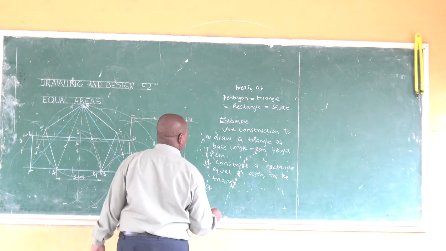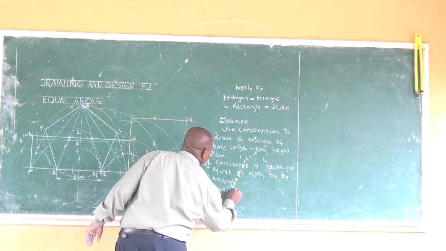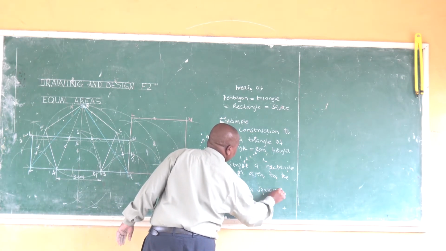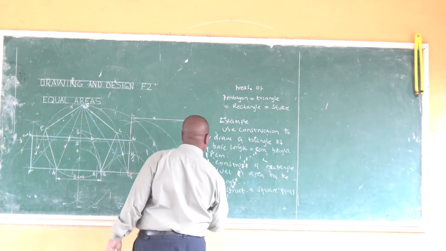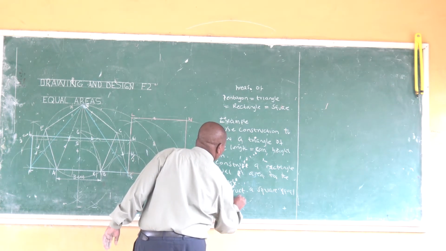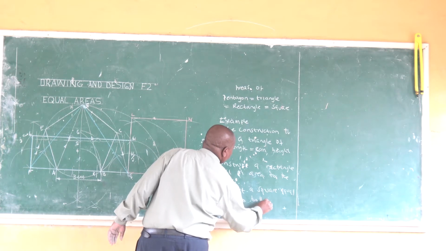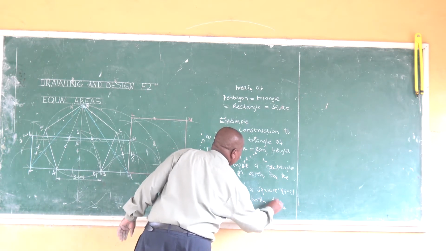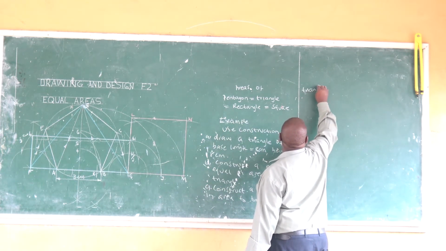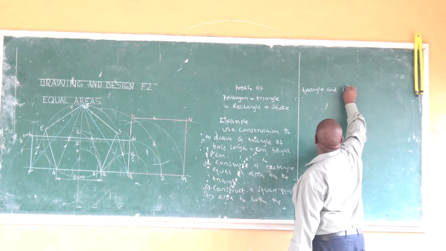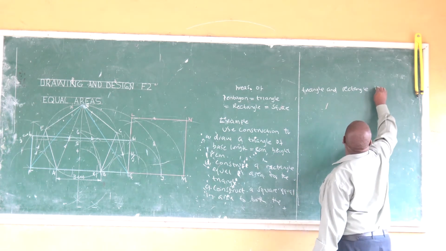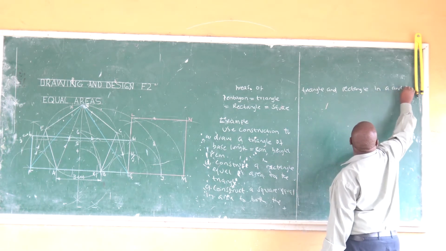C, construct a square equal in area to both the triangle and rectangle in A and B above.